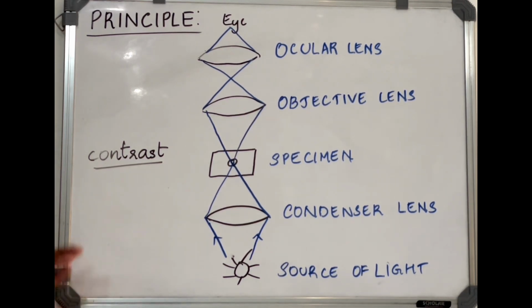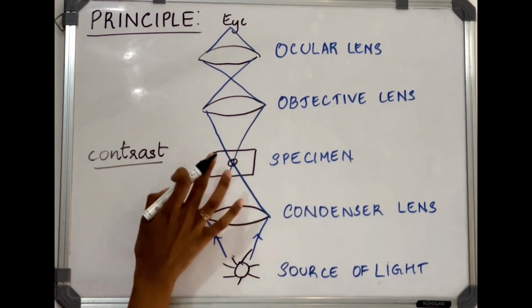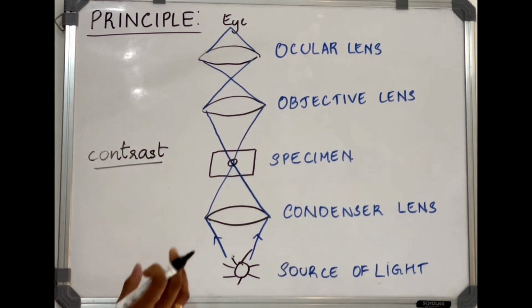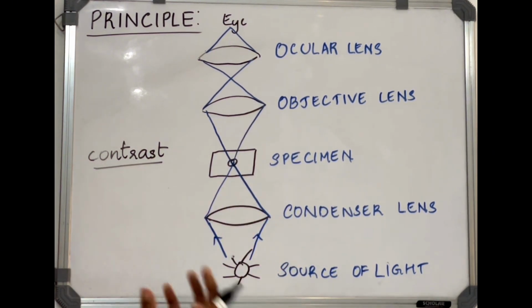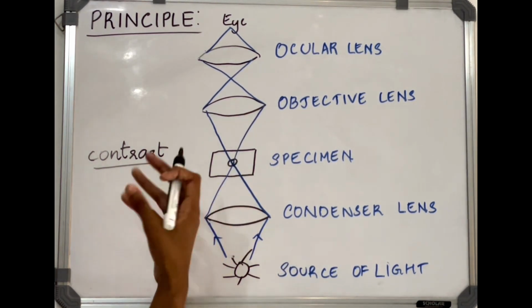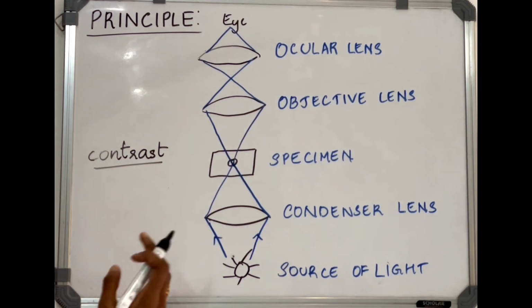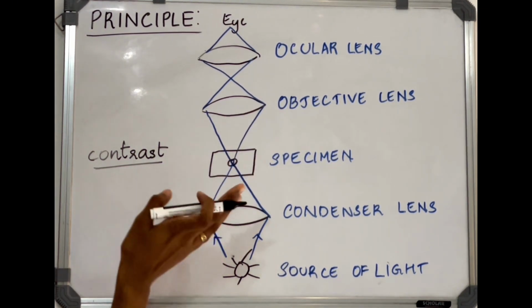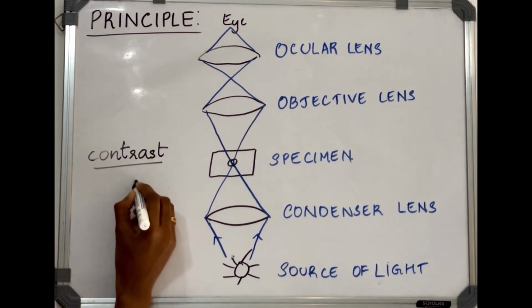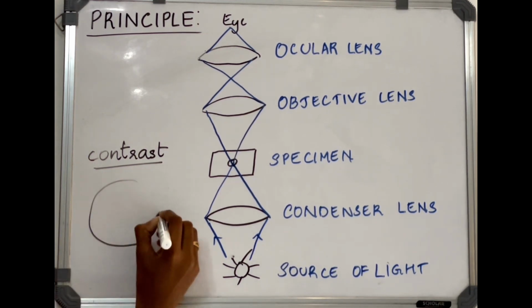Now, when light passes through the specimen, the light will interact with the structures and components within the specimen. Some parts of the specimen, that is the denser areas, will absorb some amount of light. They will reflect or refract the light, whereas some other parts will just allow that light to pass through. So the image that we get will be a dark image against a bright background. This is how we will get the image.